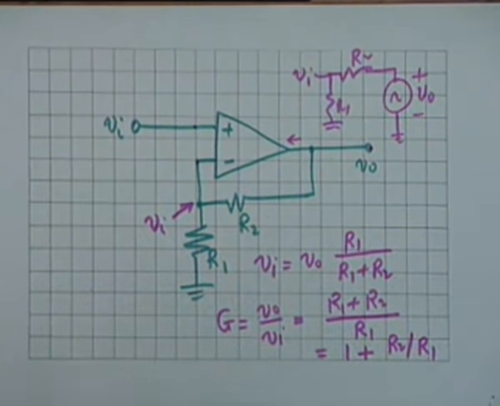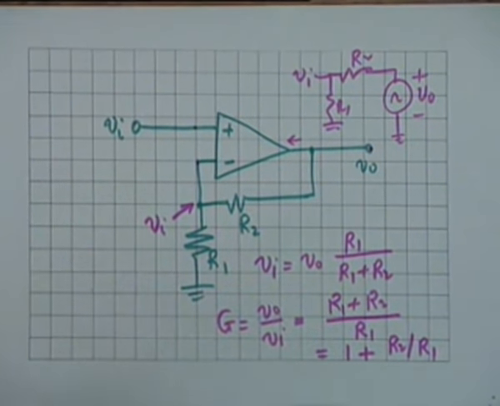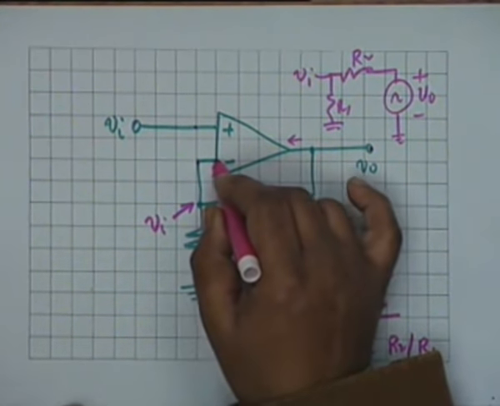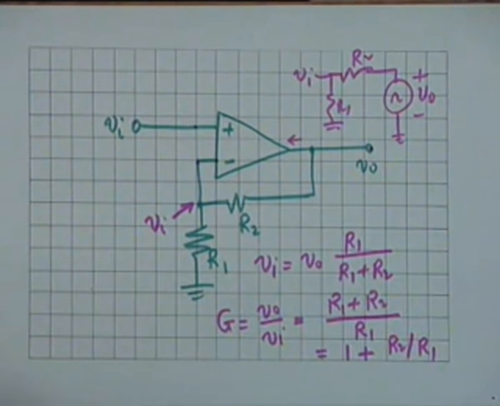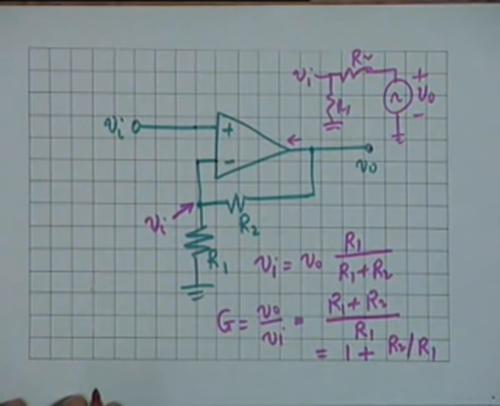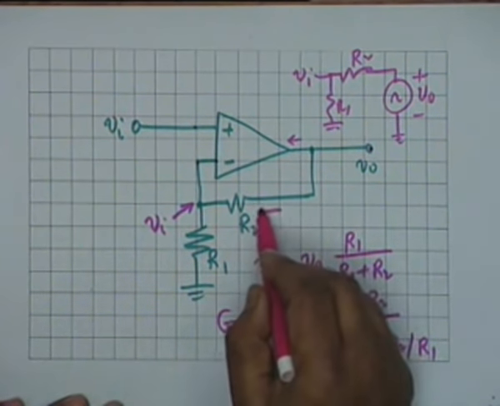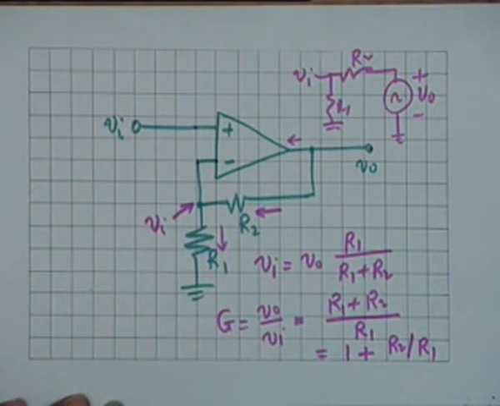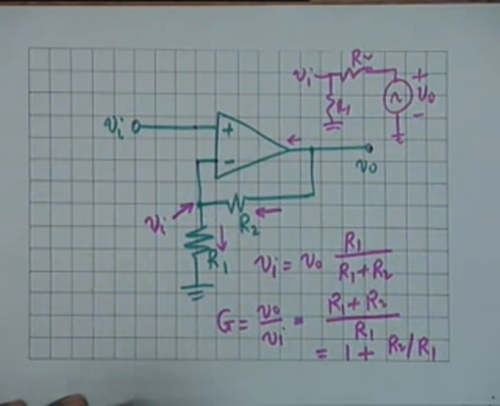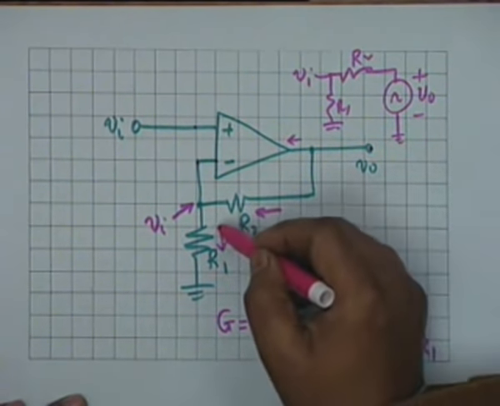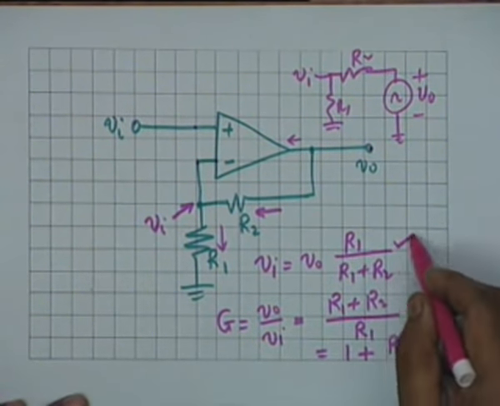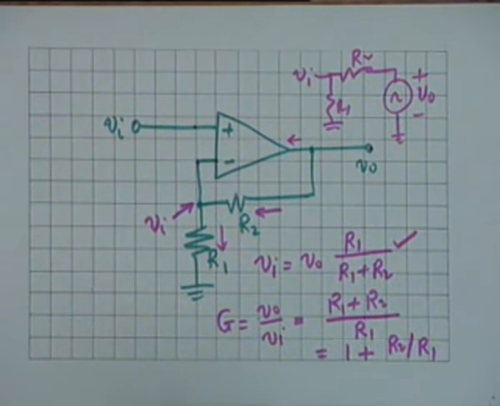However, there is implicit in this relationship another important assumption, that the op amp at the inverting terminal does not take a current. Suppose there was a current here, then this relation would not have been valid. This relation assumes that whatever current comes here flows like this. Then your KCL would require that this current should be equal to this current plus the current going through there. So this relationship is valid if the op amp is assumed to be ideal.